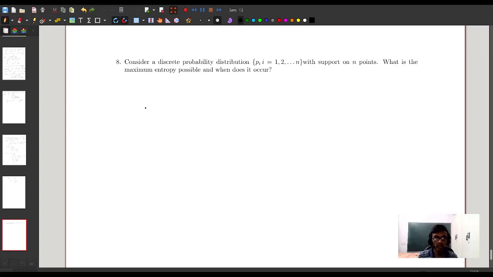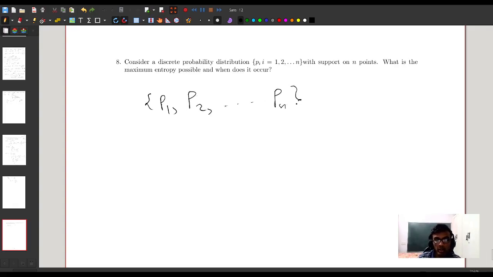We have a discrete probability distribution with support on n points, meaning n points at which the probability is non-zero. Out of all such probability distributions with support on n points, which probability distribution has the maximum entropy, and what is that entropy?